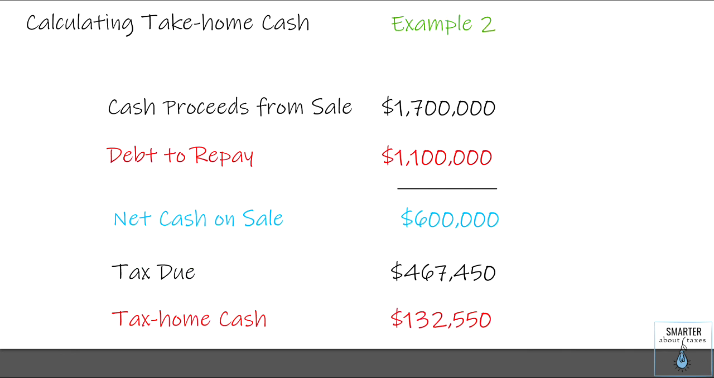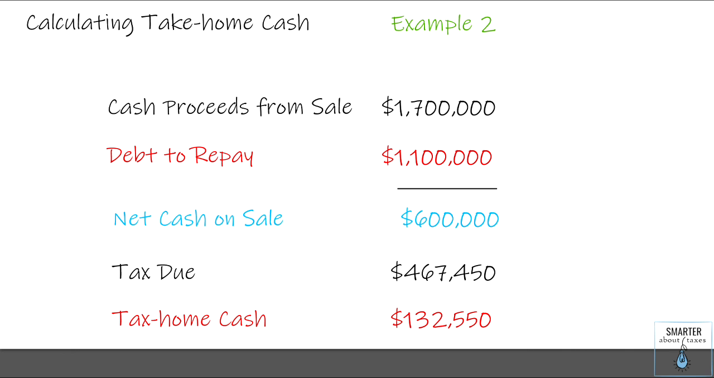Okay, we go to example 2 where we had that refinance in there. Okay, it's going to reduce our take-home cash. Makes common sense, but let's just walk through the numbers. Our cash proceeds is $1.7 million. Our debt now higher, $1.1 million. Our net cash received $600,000. We go to tax day, file our tax return. We owe $467,450, and our take-home cash is only $132,550. So our take-home cash drops significantly.